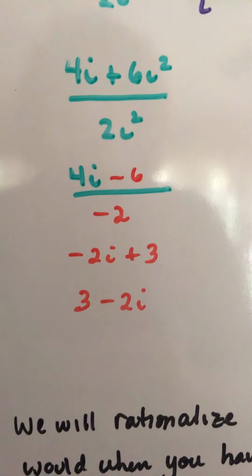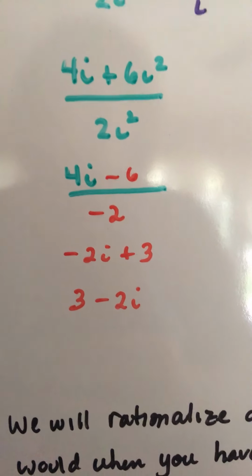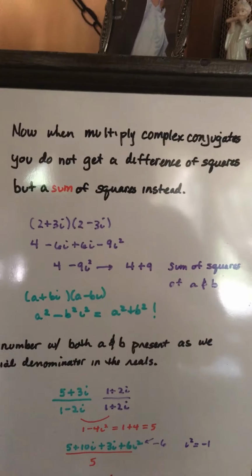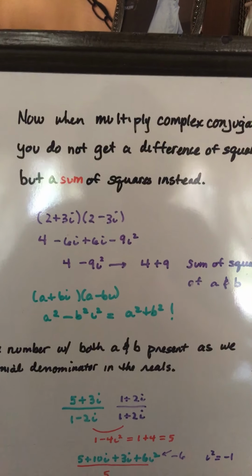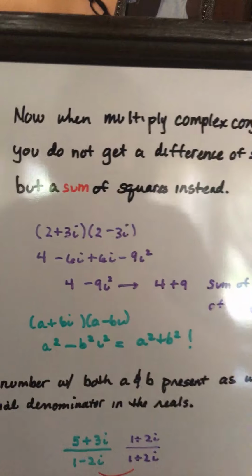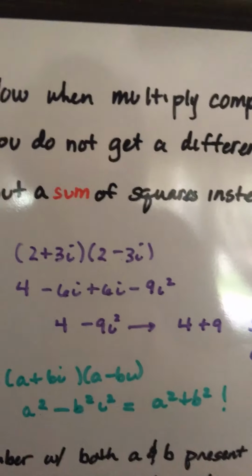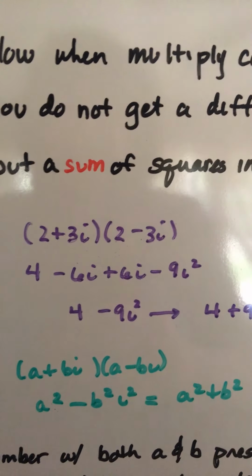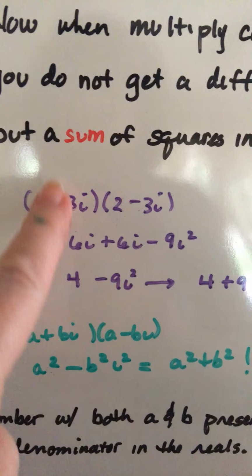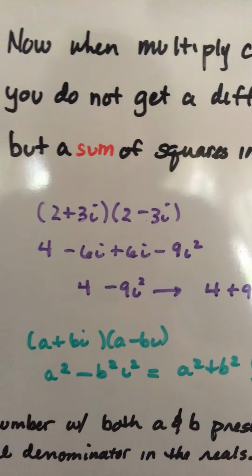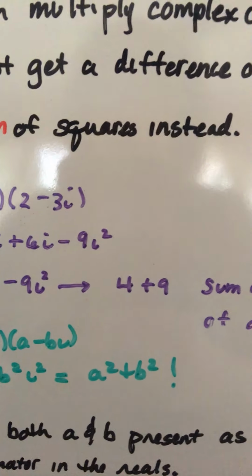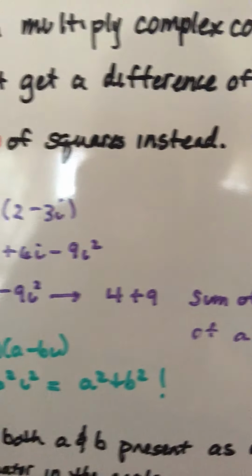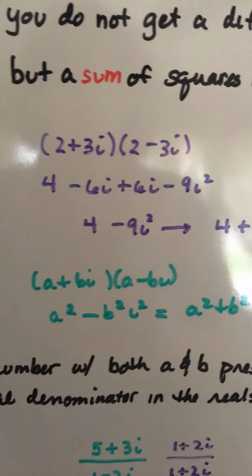I divide, and then I have to put it in a plus bi form, which is standard form. Now let's remember, when you multiply complex numbers, you don't end up with a difference of squares in the end, but you actually end up with a sum of squares instead. So observe. Normally you wouldn't do this step. You would go straight from here to say 4 minus 9i squared. You're thinking it's a difference, but i squared makes it a positive, and it actually makes it something where I can go ahead and add it and call it 13.